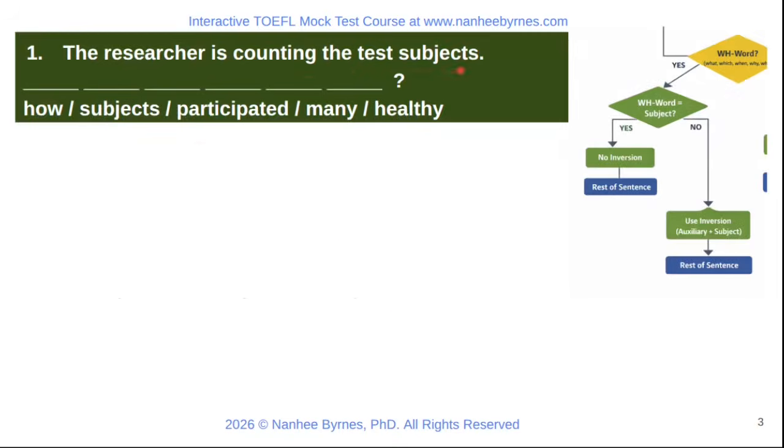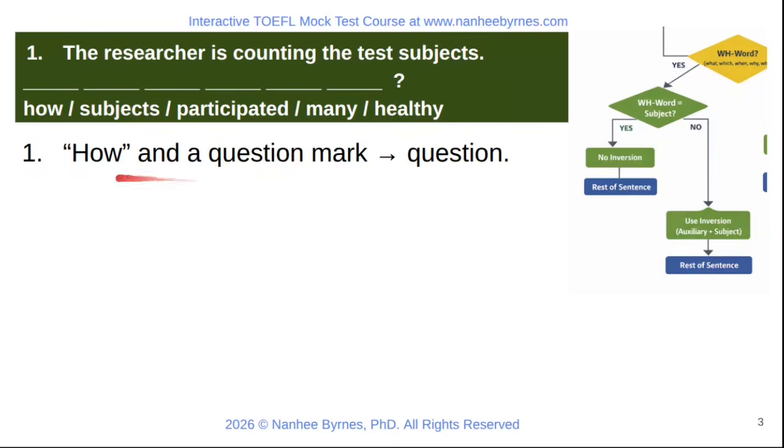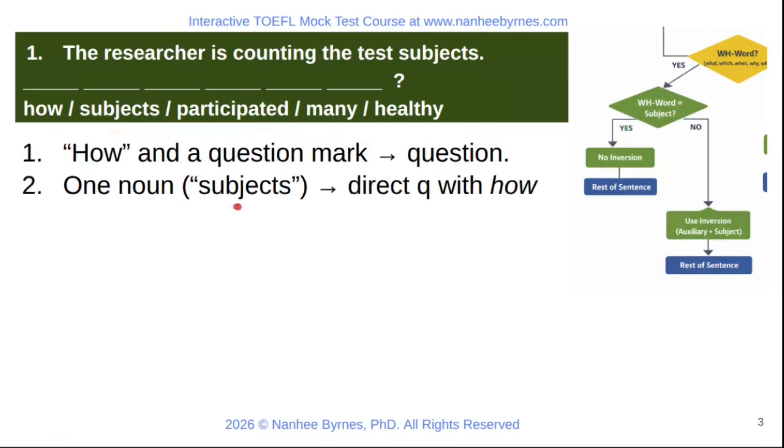The first thing you should always do is check the punctuation and look for a wh word. Here we see how and a question mark, so we know this is a question. However, we still need to decide whether this is a direct question or an indirect question. Remember, how can also introduce a noun clause in indirect questions. To check this, look for nouns as they can serve as subjects. If there is more than one noun, it is possible that how leads an indirect question. But in this example, we only have one noun, subjects. Therefore, this must be a direct question.